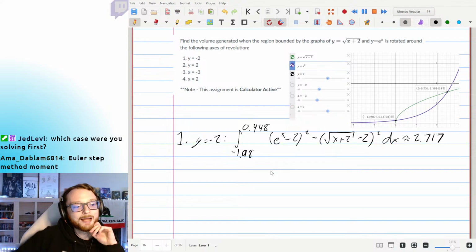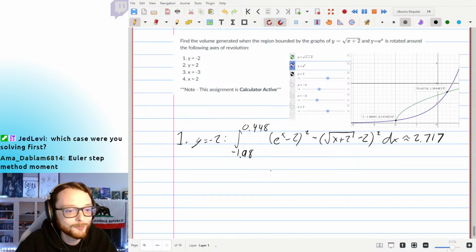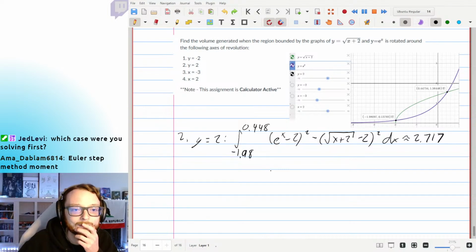Oh, I thought I was solving one. I realized I just solved two though, wasn't I? Wait. Yeah, because in Desmos I put y equals 2 first by accident. So I solved case 2, I guess.